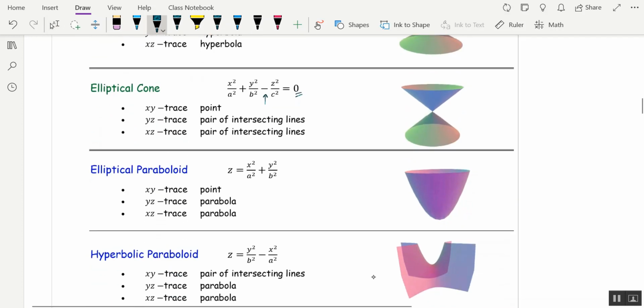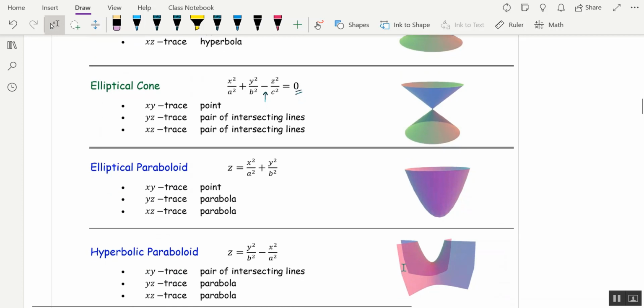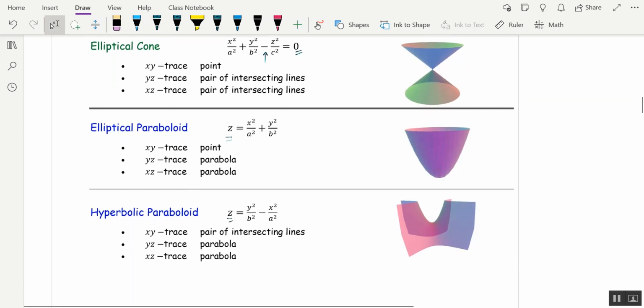And finally, we've got the 2 paraboloids. We've got an elliptical paraboloid and a hyperbolic paraboloid. And the way you can tell you have a paraboloid is there's a linear variable. Notice here it's z equal, and what distinguishes between the two is if there's a minus sign or not. For an elliptical paraboloid, there's no minus. And for a hyperbolic paraboloid, there's a single minus, and typically we call that a saddle surface.